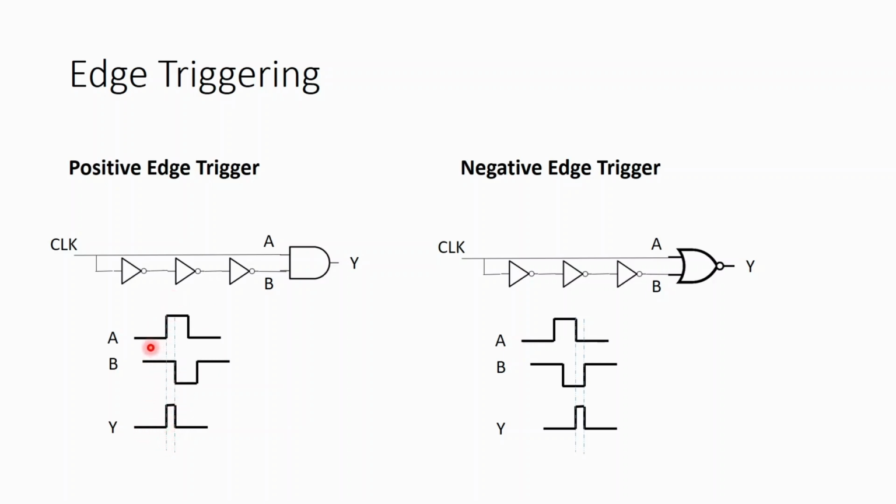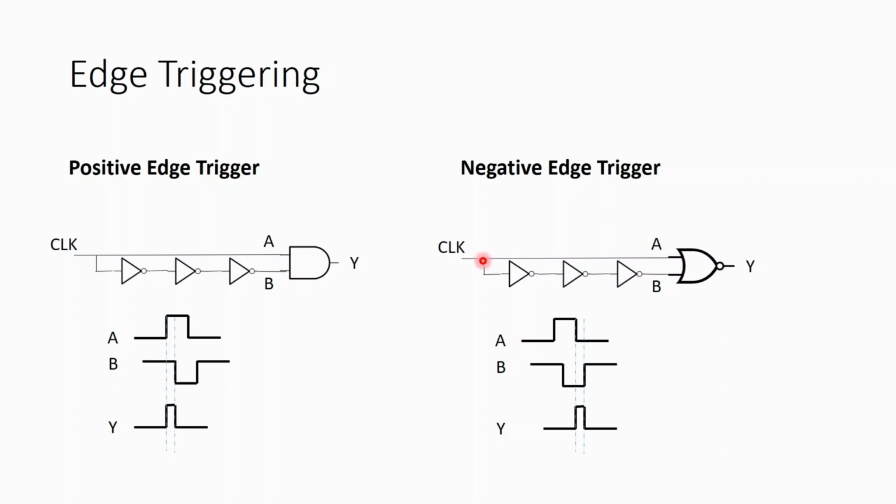And hence you can see when the clock is transitioning from low to high, at that instant we are getting a very short duration high pulse. So this is a positive edge trigger where the ultimate trigger is high in nature.